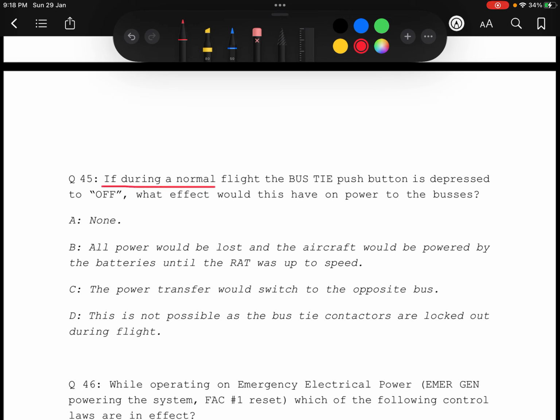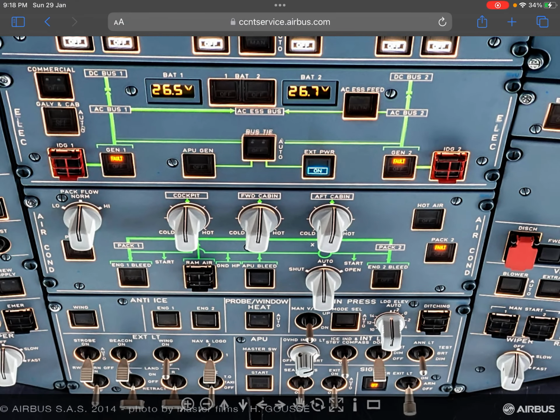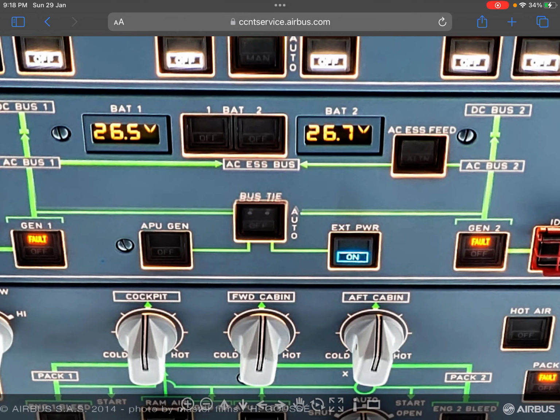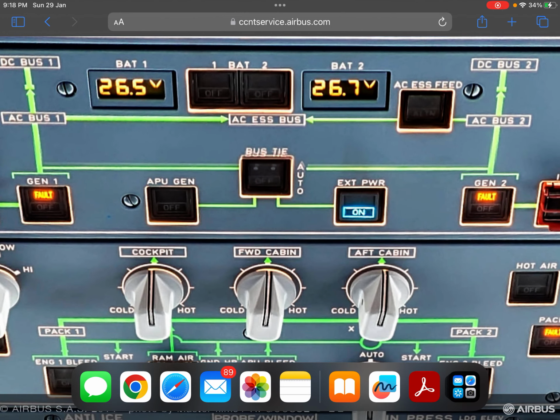If during a normal flight the bus tie push button is depressed to off. In normal flight, you have pressed the bus tie push button. Where is this bus tie push button? Here it is, in the center of your screen. What does it do, this bus tie push button?